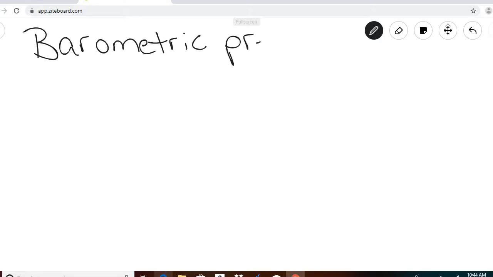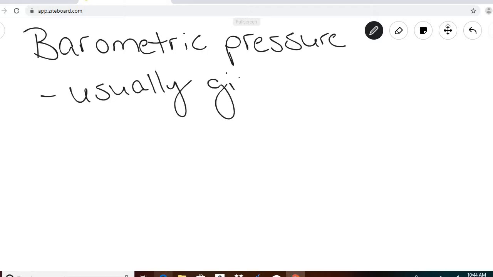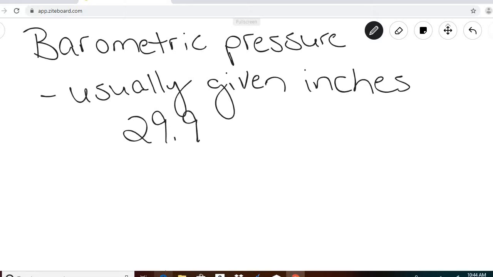So usually barometric pressure is given in inches. And again, it would be, how many inches does the atmospheric pressure cause that column of mercury to rise? So on the news, you might hear something like 29.9 inches as the atmospheric pressure.